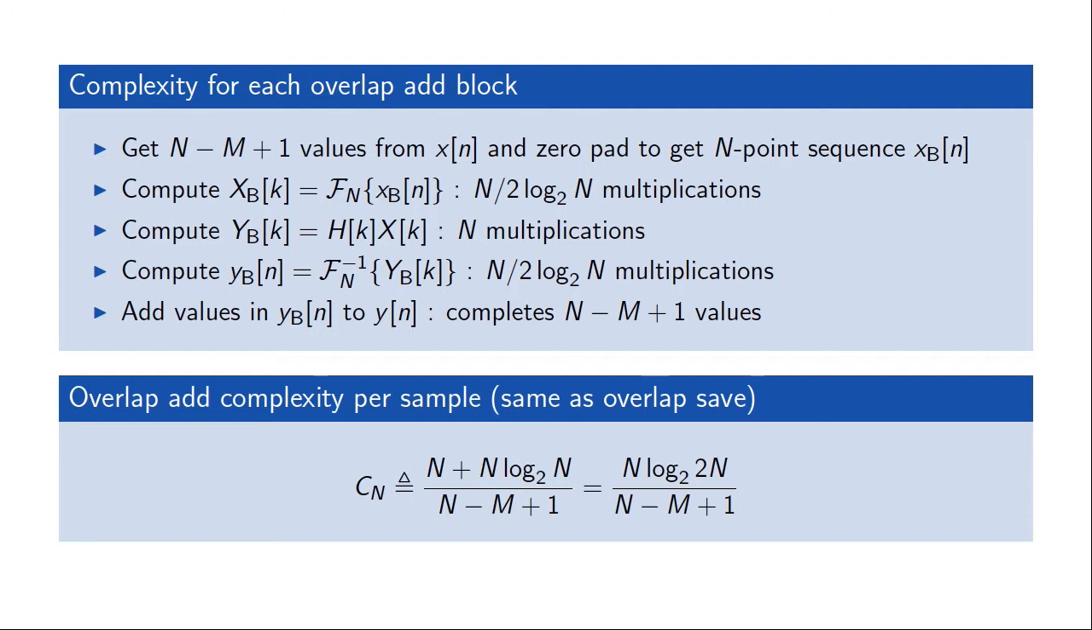So the overall complexity in terms of complex valued multiplications for the overlap add would be the same as the overlap save and would be given by this formula that we've seen before. So the optimization of the block length for overlap add would be the same as for overlap save.